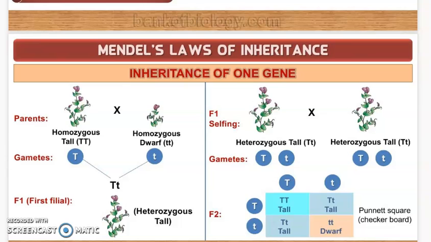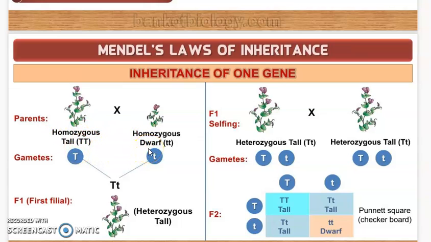So we studied about the inheritance of one gene, right? So we learned how Mendel chose just one gene and he studied the characteristics of it, right? And what did he do? He took pure breeding tall plant and dwarf plant with the genotype capital T and small t. They were homozygous, right? So their alleles were same.